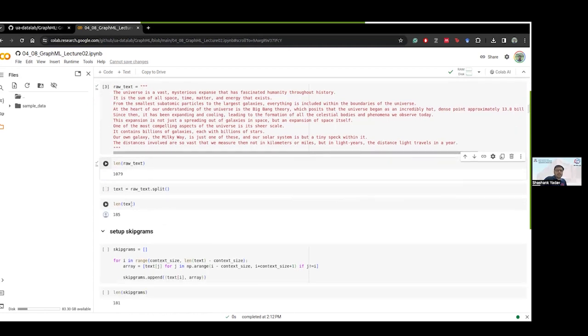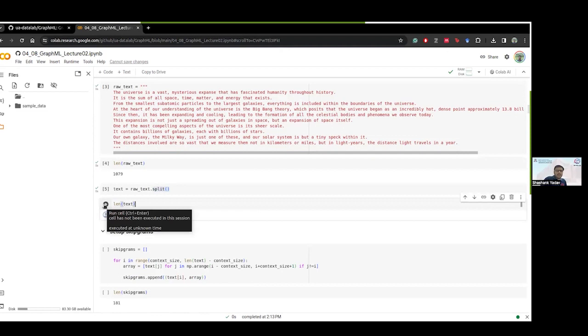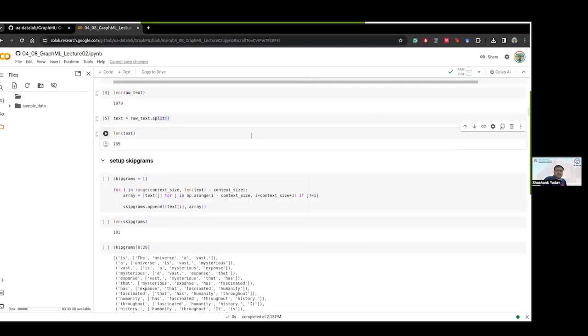To find the total words, what we can do is split them. What the split function is doing is splitting this big string based on the spaces between the words. And then we can take the length of the text. So we'll have 185 words inside this text. Now to set up the skip grams.